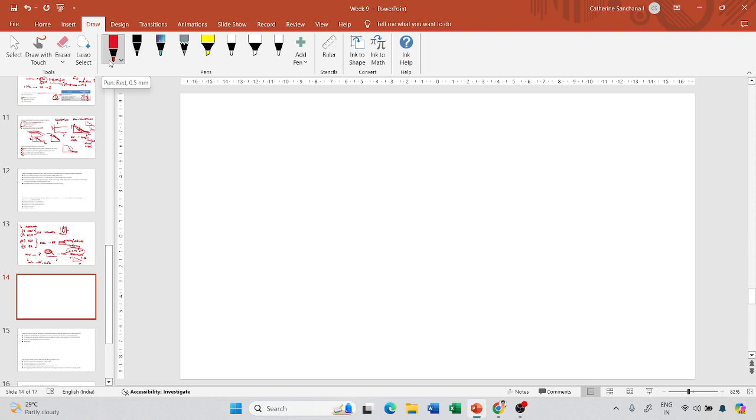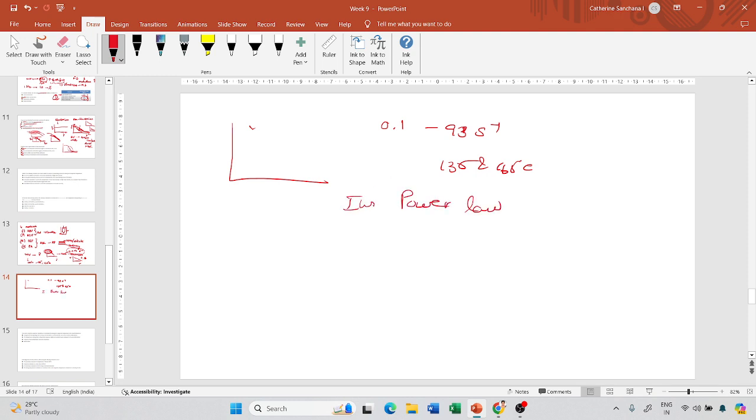Similarly, in the case of a high shear viscosity, what will you do? You will again do a shear rate sweep, and here they mentioned the ranges also, 0.1 to 93 second inverse. You will do a shear rate sweep at temperatures of 135 and 165 degrees Celsius, two temperatures, and then you will fit an inverse power law model to it, and you will pick the viscosity corresponding to a shear rate of 490 second inverse, okay.